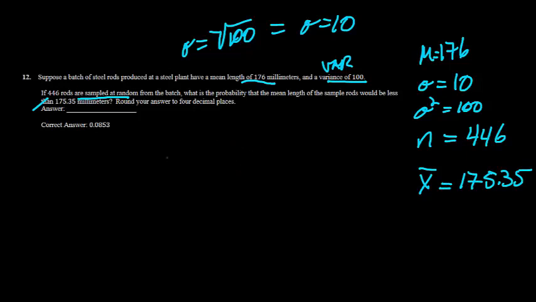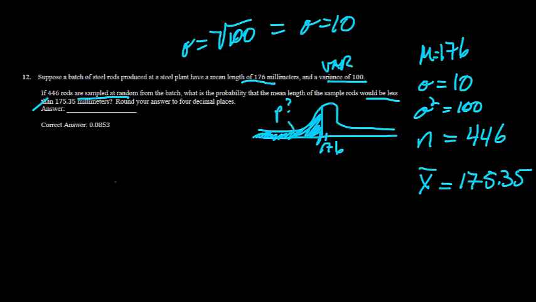Okay, so quick graph. This one should be relatively easy. We know that the mean is 176. They're asking us for 175.35, so there's something just to the left, and mean length would be less, so everything on the left-hand side out to negative infinity. What is this probability? Excellent. So this is a z transformation, but it's for an x bar. That means we're going to take sigma divided by the square root of n. Let's set that up.